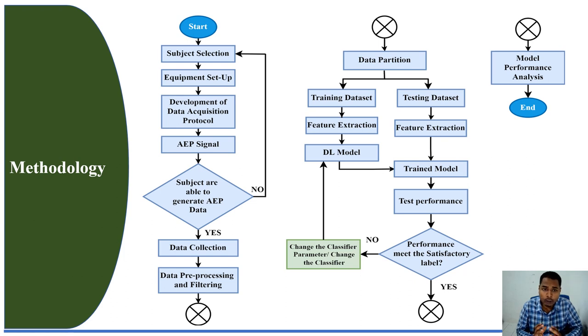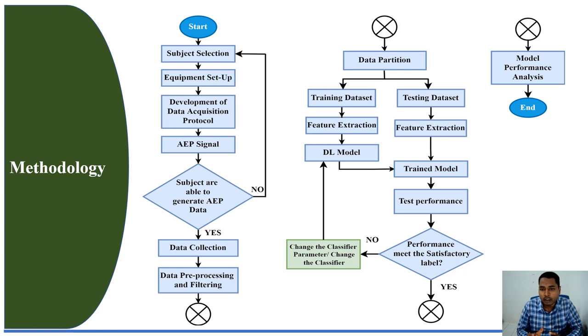The first and most important phase is subject selection. Then the next part is equipment setup. Based on the subject and the equipment, we develop the data acquisition protocol which is able to generate the AEP dataset. If the subjects are able to generate the AEP dataset, then we go for data collection. As the AEP dataset comes from the brain area and sometimes produces noisy data because of muscle movement, data preprocessing and filtering play a vital role to collect qualitative data from the raw AEP signal.